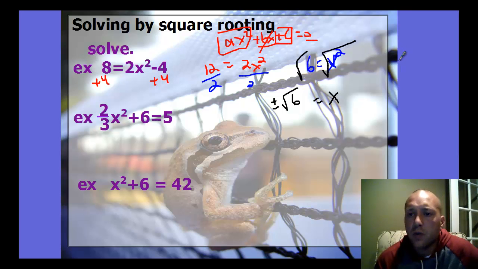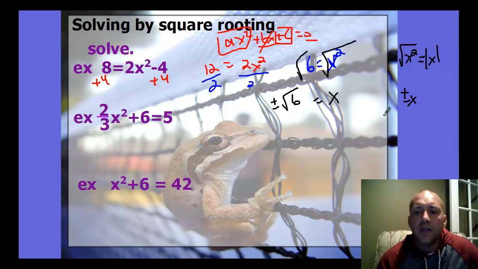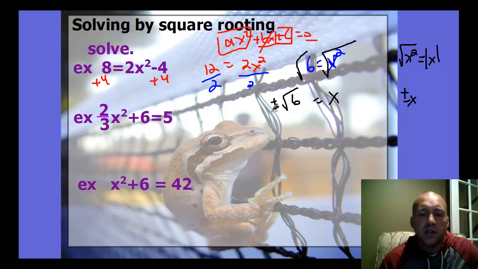When we have the square root of x squared, by definition, it's actually the absolute value of x, which means it's plus or minus x. That's always true, that whenever you take the square root of x squared, your answer has to have the plus or minus. So be careful, make sure you always include that.